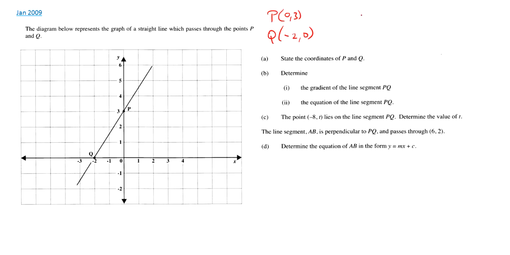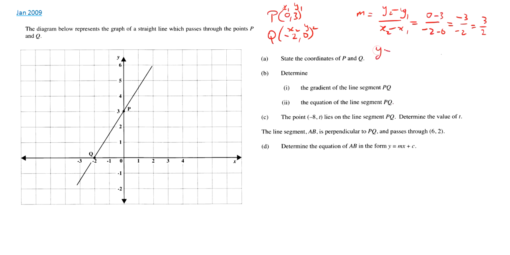Well, basically we find m again, so m will be equal to, now we've done enough, so you should know the formula by now. It's y2 minus y1 over x2 minus x1, which is equal to, let's call this x1 y1 x2 y2. So it'll be 0 minus 3 over minus 2 minus 0, which is equal to minus 3 over minus 2, which is equal to 3/2. So that's the gradient.